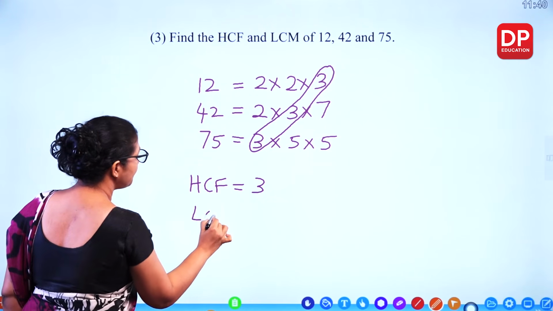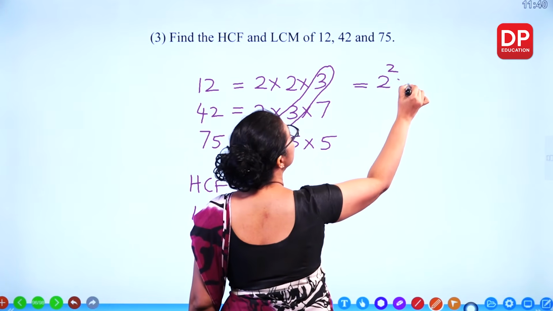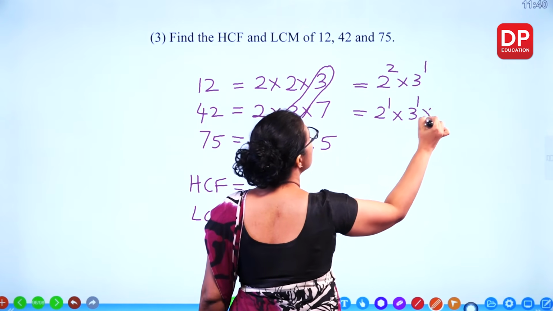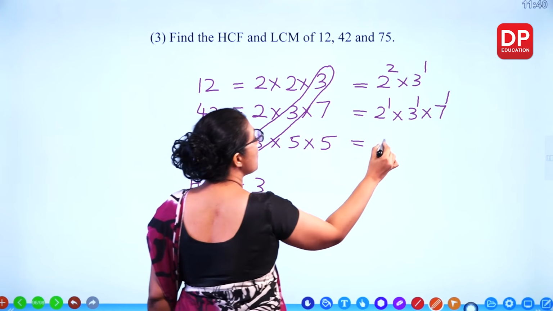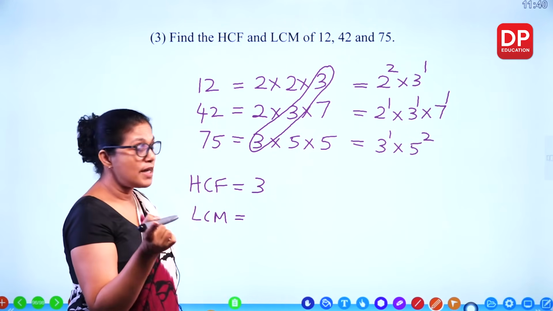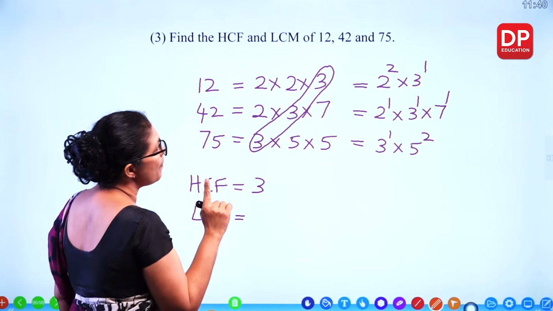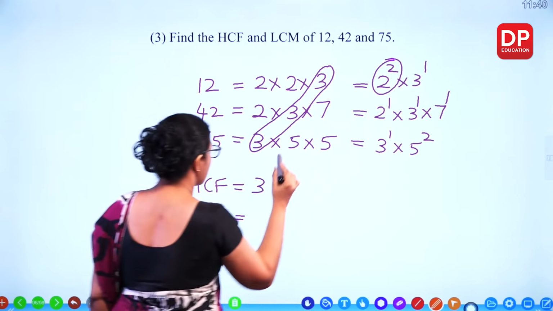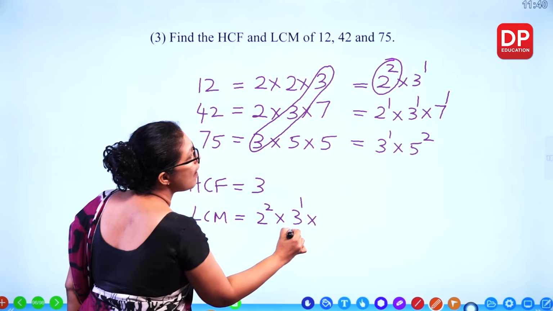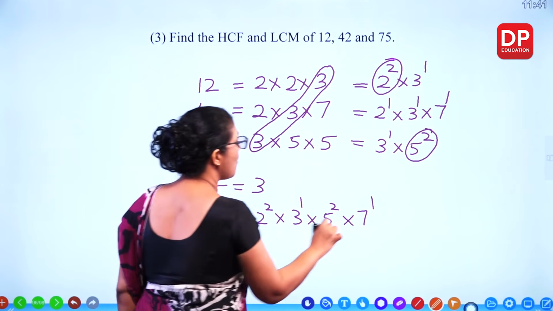Lowest common multiple. We can write down 2 twice and 3 once here. Here 2 once, 3 once and 7 once. Here you get 3 once and 5 twice. So for the lowest common multiple, you take the different numbers with the highest power. 2 to the power 2 is the highest. 3, just 3 to the power 1. 5 to the power 2 is the highest. And you get 7 to the power 1.